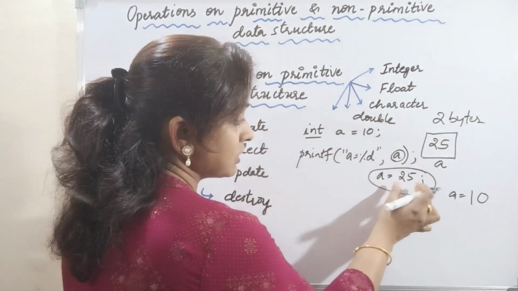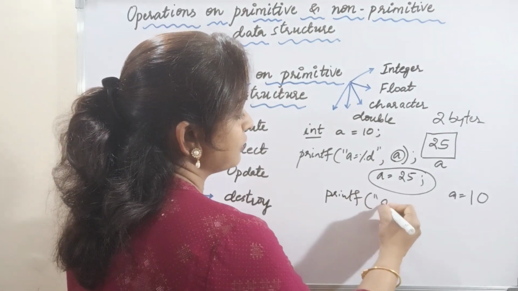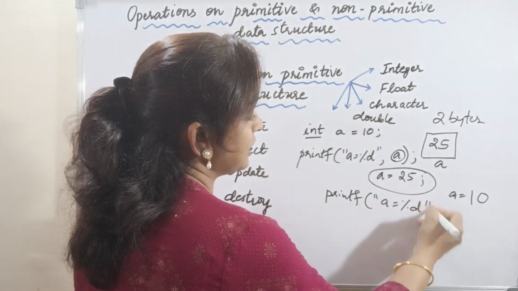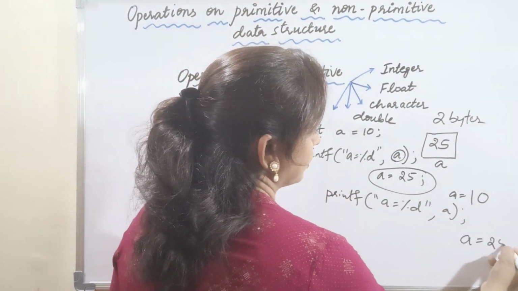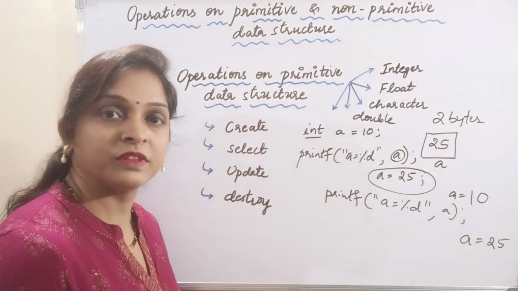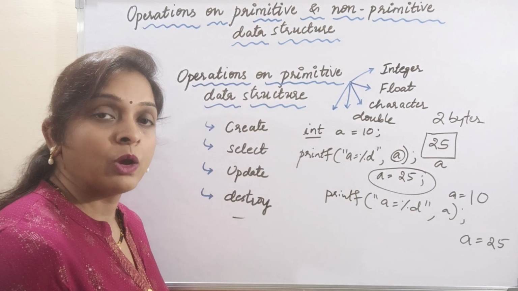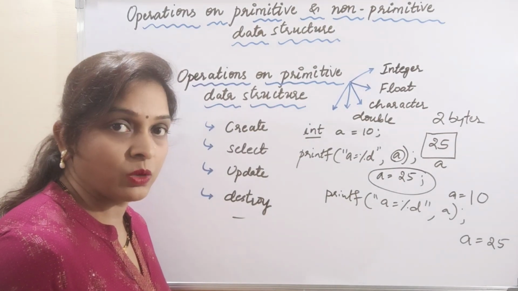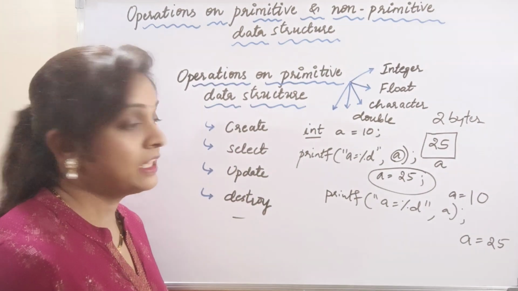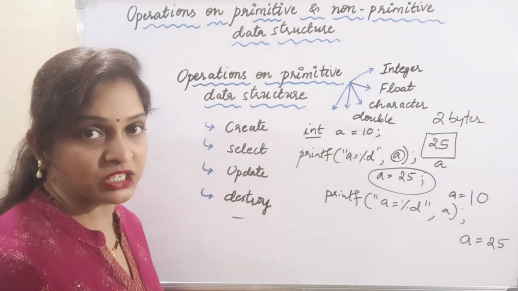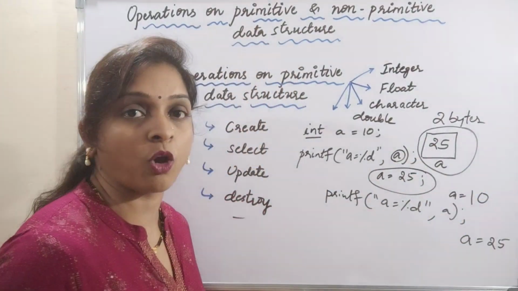Now after changing this, if I once again say printf the new value of a equal to percentage d, print the value of a, what is it going to print? It is going to print a equal to 25. This is update. And finally destroy. When the program comes to the end, when all the statements are done with their execution, obviously the memory will be vanished. Means I am going to destroy this memory block.